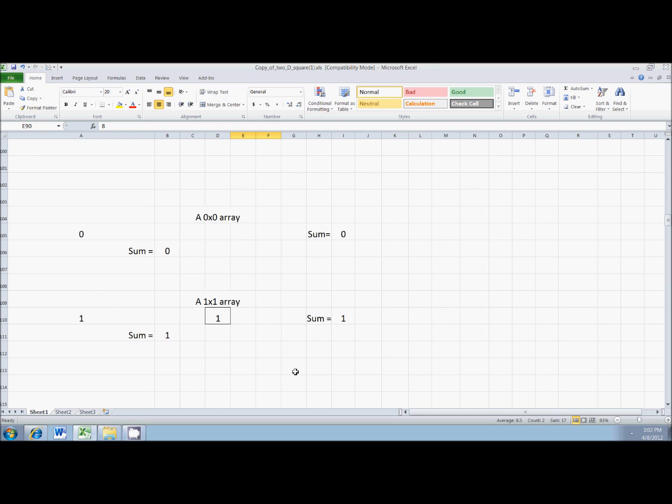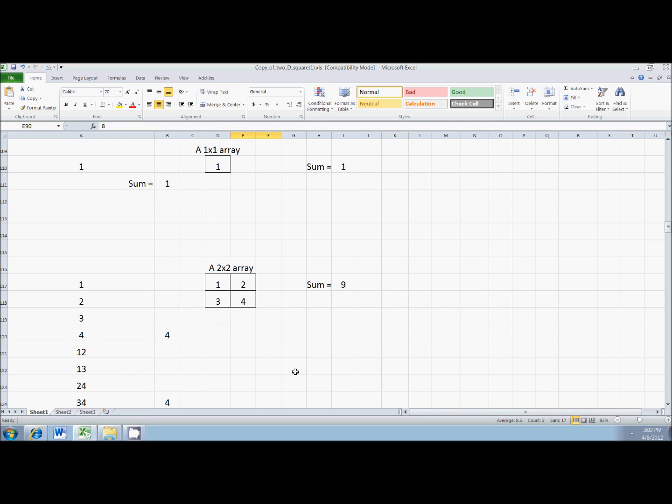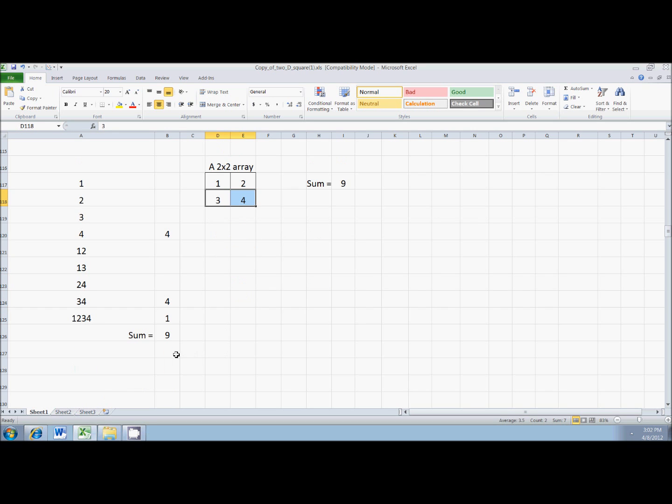With a 1 by 1, you can create 1 rectangle. With a 2 by 2, you can see that you can create 9. You have 4 ones, 4 twos, and 1 four, for a total of 9.